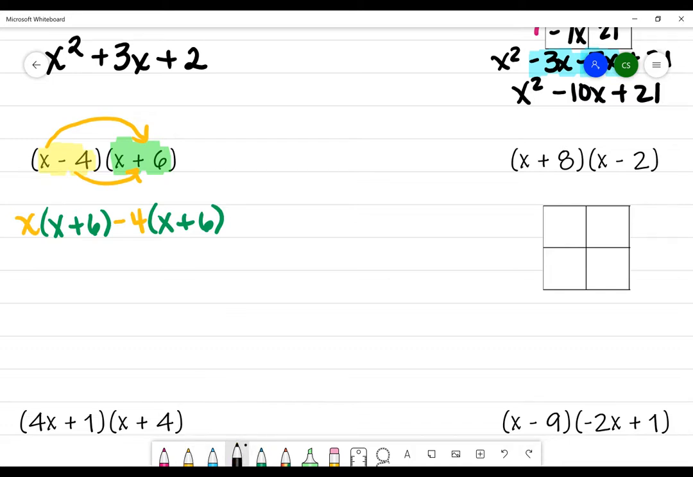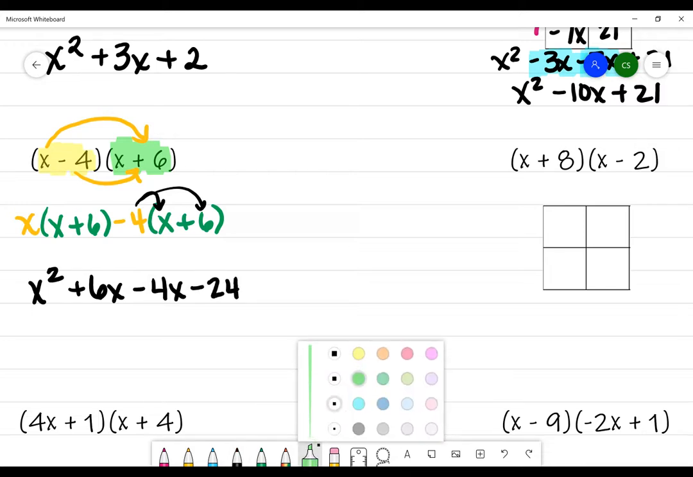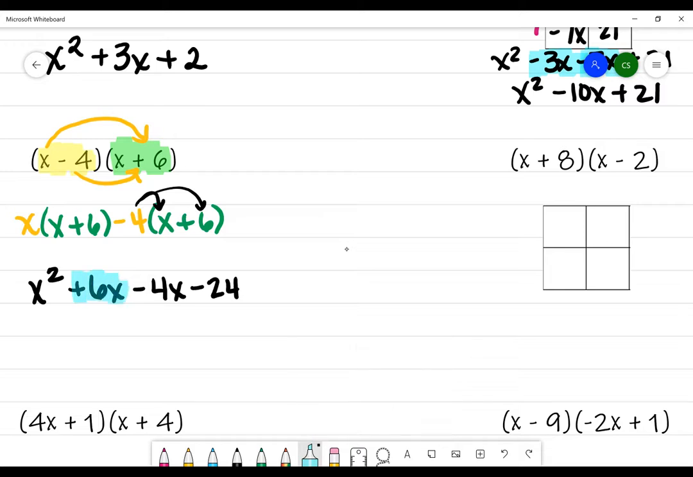So I just need to multiply. x times x gives me x squared. x times +6 gives me +6x. -4 times x gives me -4x. And -4 times a +6 gives me a -24. Do I have any like terms? I do. +6x and -4x. You will notice when you do this correctly, in the middle, you'll always have like terms.